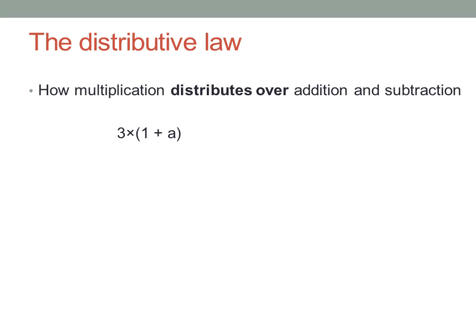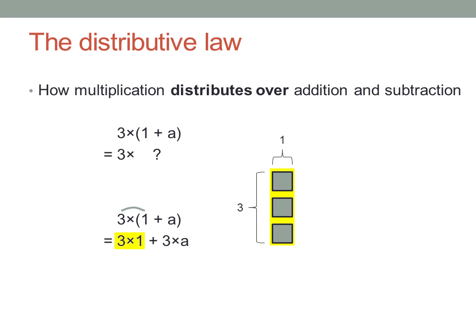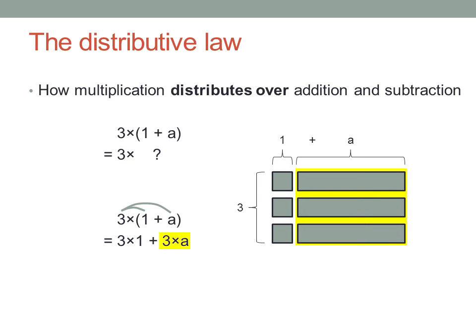Suppose instead of 4, I have A. I don't know how much A is worth, it's just A. So I can't actually add 1 to A yet. I can't evaluate 1 plus A without a value for A. But that's okay, I can still expand it using the distributive law. Because I have 3 lots of 1 plus 3 lots of A. But 3 times 1 is just 3, and 3 times A we normally write as just 3A. See how that worked? I applied the 3 out the front of the brackets to each of the terms inside the brackets, and I turned my product into a sum.